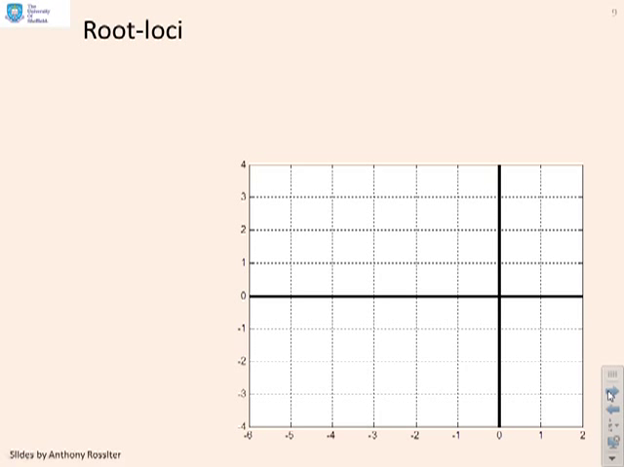What about the root loci then? So again, what have we got to do here? It's perhaps useful just to remind ourselves of what the system was. So we had (s+5)/(s(s+0.5)(s+2)), and there was also a constant in there which was 0.4. Not that that really affects the root loci, but we'll put it in.